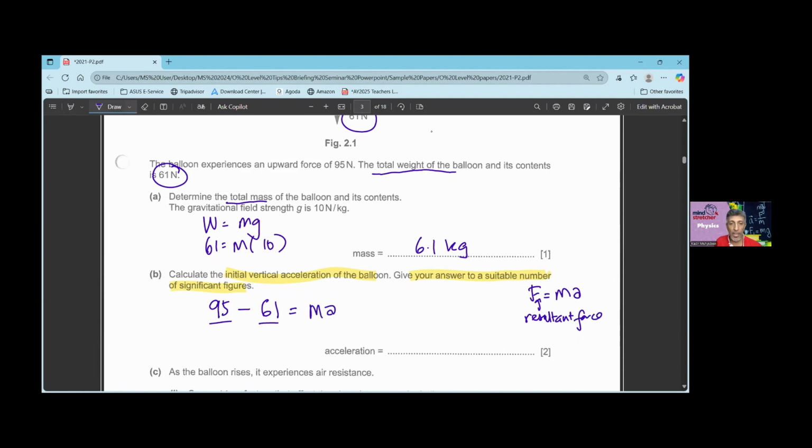So you do ma, which is 6.1a. So we already know the mass. So the net force is 34. 34 divided by 6.1 gives a, and that is your answer, which is 5.6. Okay, so it's 5.6 meters per second squared, correct to 2SF. You don't need to write 2SF, but I'm just telling you, all right?